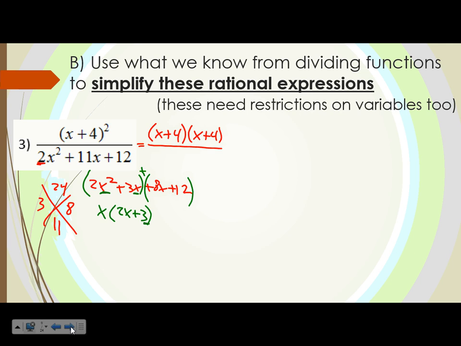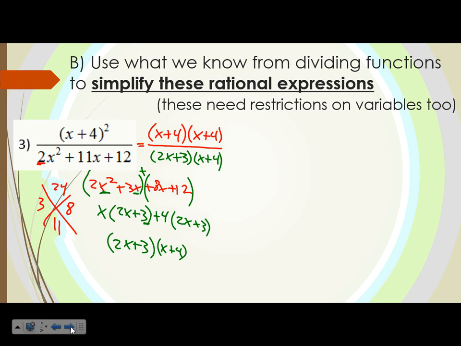Then the next one, I'm going to be able to factor out, it looks like a 4. So factor out a positive 4. 8 divided by 4 is 2. We didn't do anything with that x. 12 divided by 4 is 3. So that ends up being 2x plus 3 times x plus 4. 2x plus 3 times x plus 4.